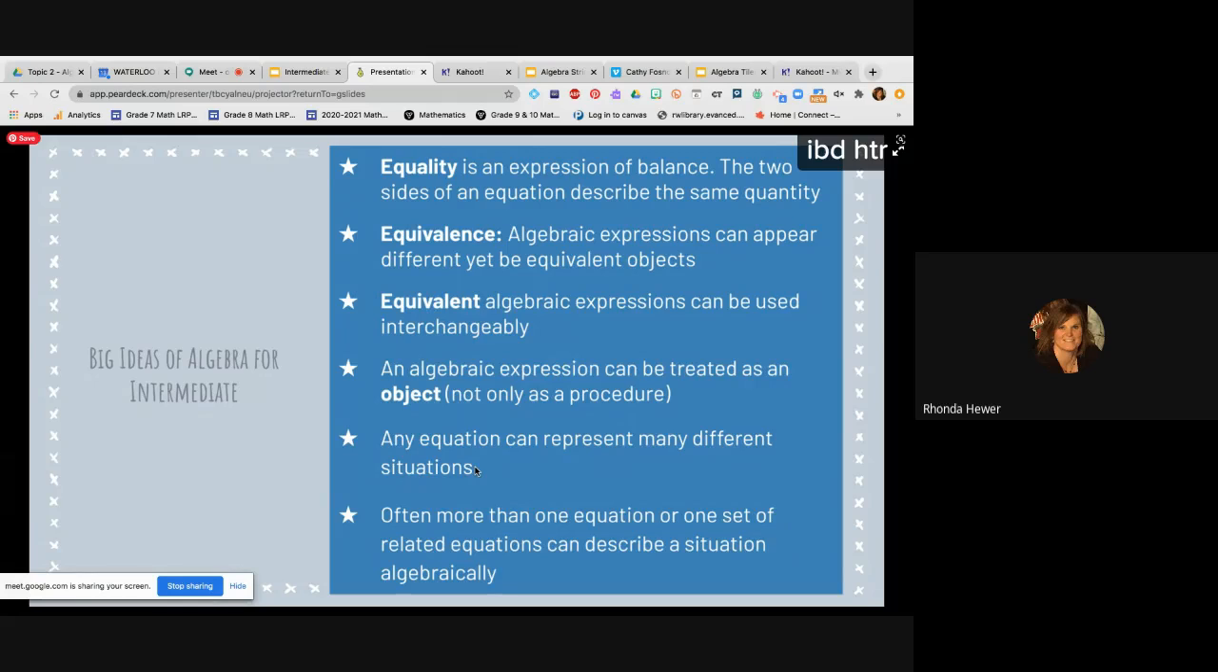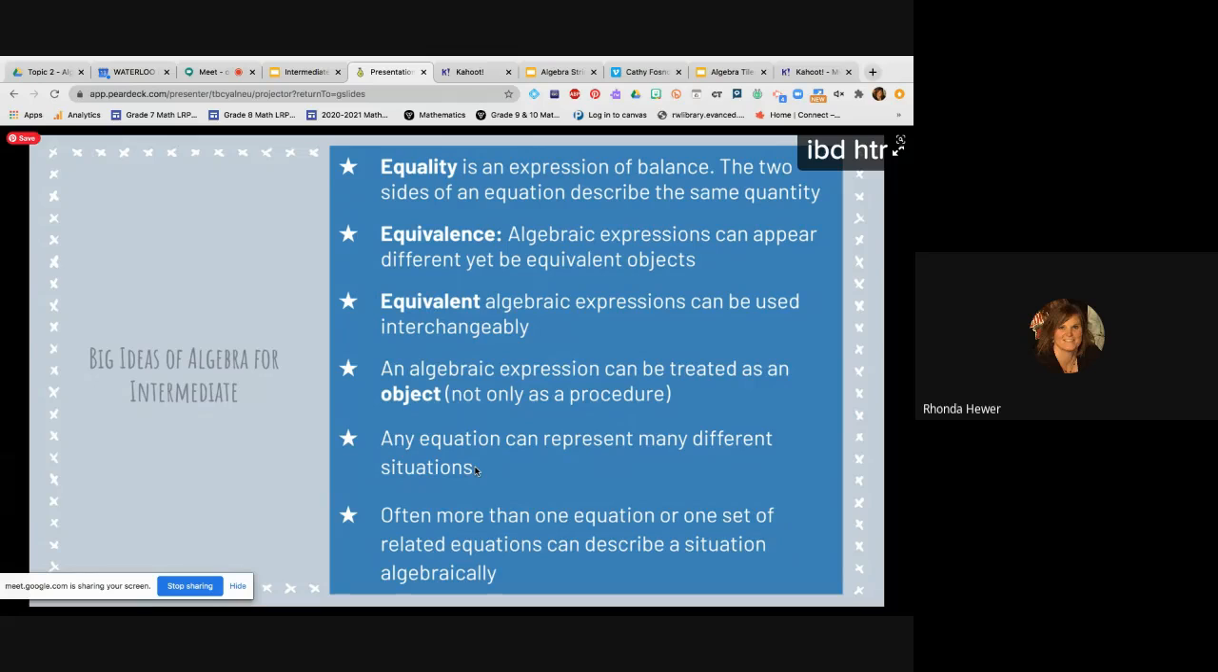The next point: equivalent algebraic expressions can be used interchangeably. So back to my previous example, I might at some point want to use the vertex form. You don't have to worry about what that means. They get taught that later. But you're developing that understanding right now that I could use that expression in place of this one, and it will give me the exact same information.